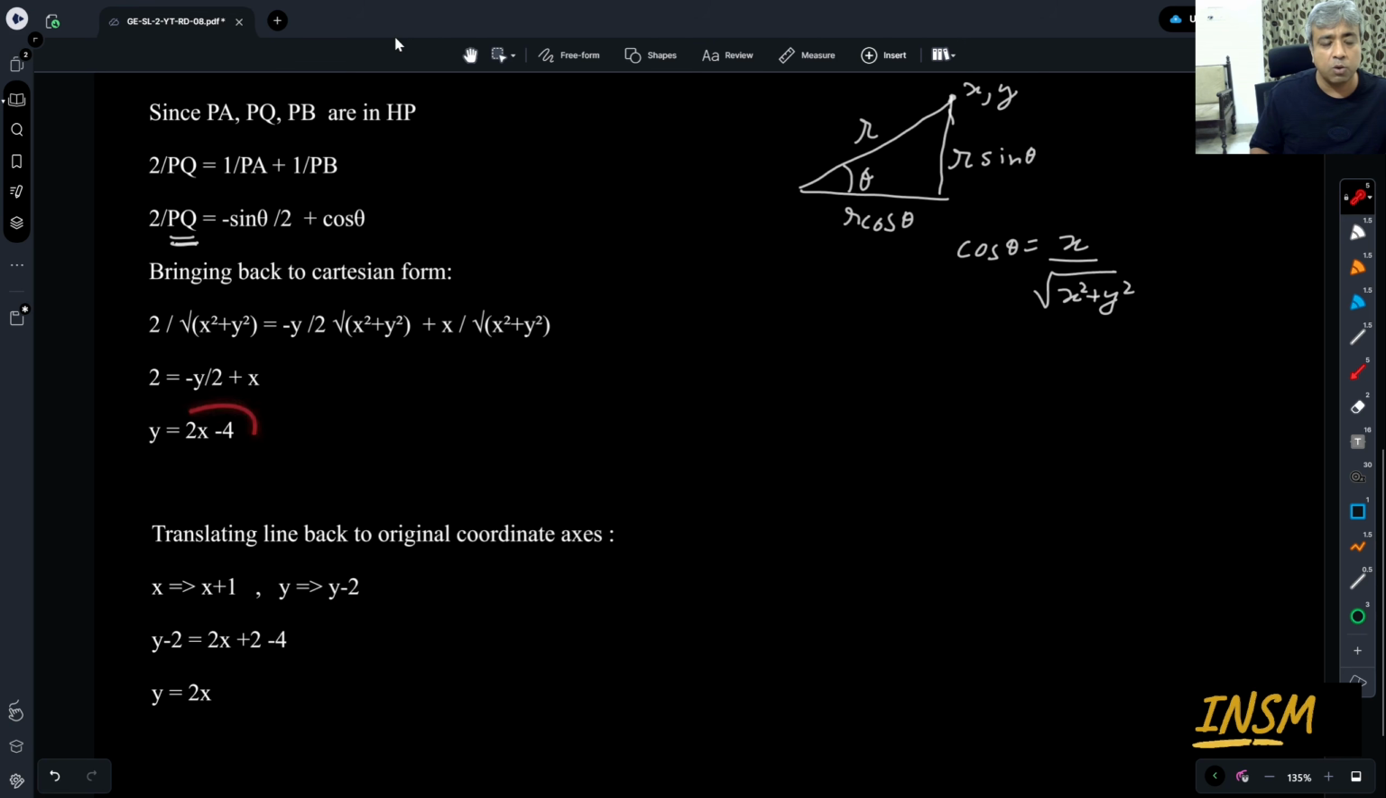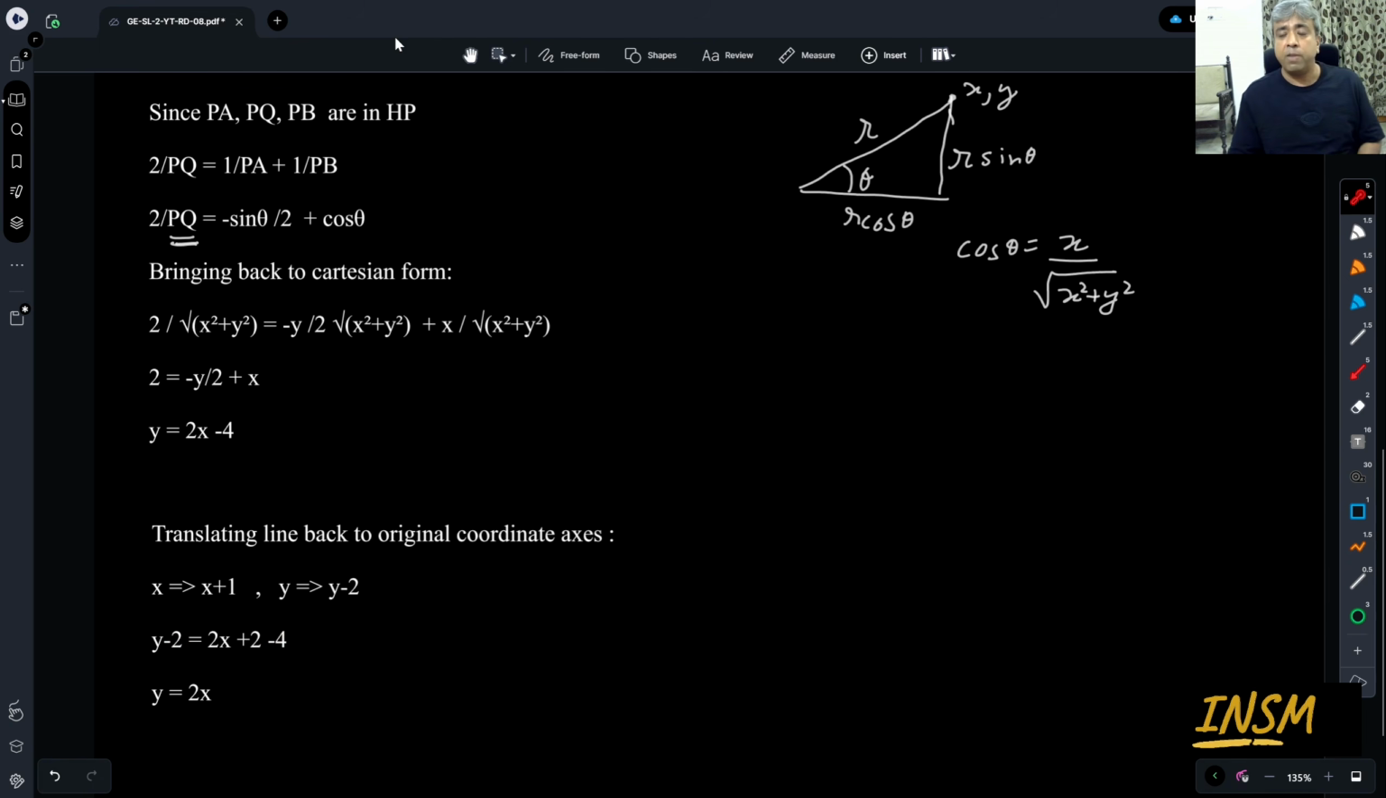So in this equation, I put y as y minus 2 and x as x plus 1, which gives me 2x plus 2 minus 4. So these constants get cancelled out and we get the answer as y equal to 2x.